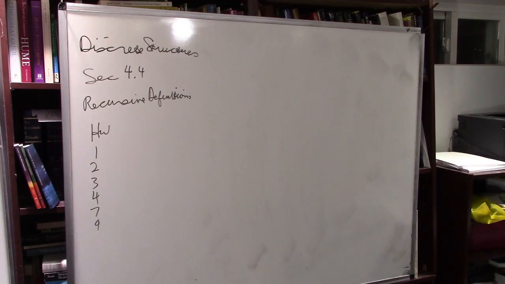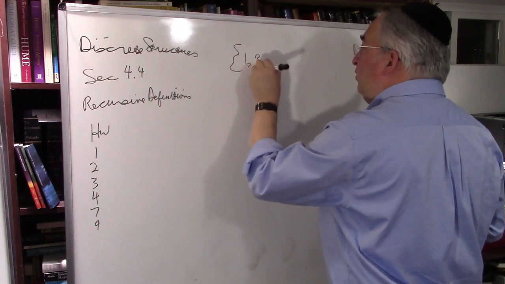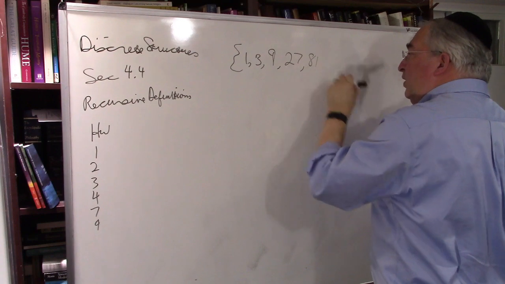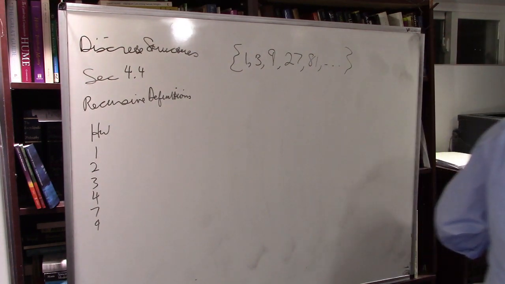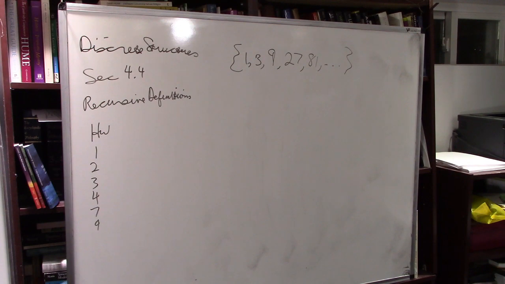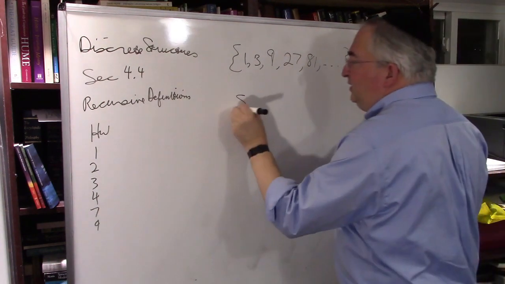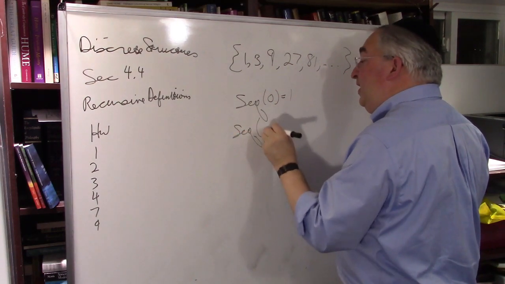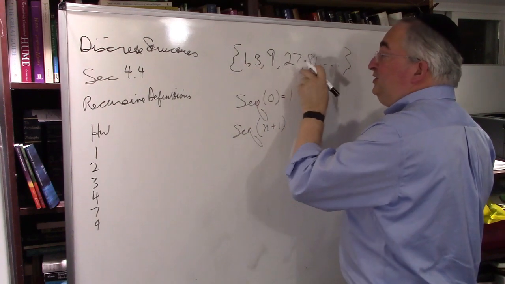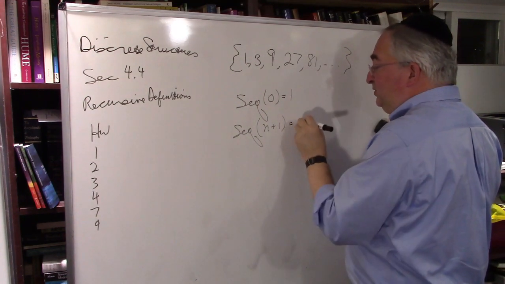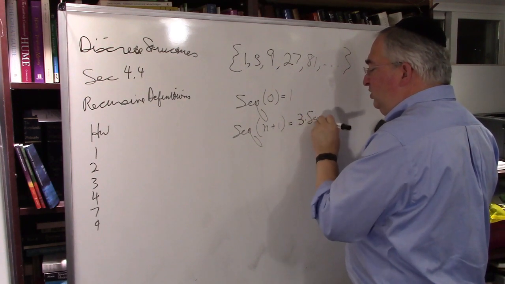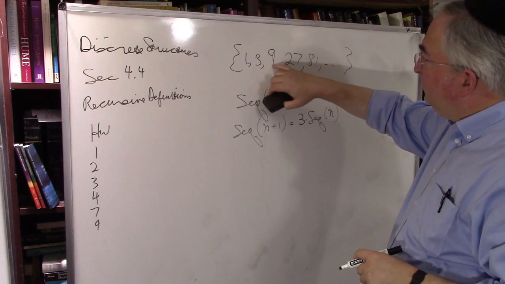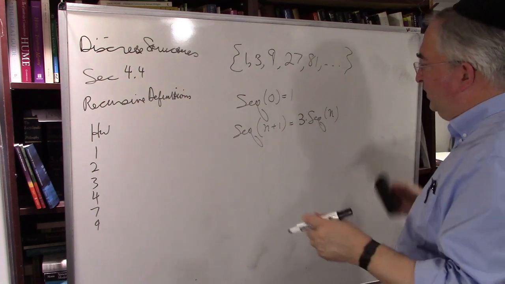Okay. Consider the sequence 1, 3, 9, 27, 81, dot, dot, dot. Okay? Give a formula for the nth term. SEQ of 0 is equal to 1, SEQ of n plus 1 is just each one multiplied by 3, so this becomes 3 times SEQ of n. 1 times 3 is 3, times 3 is 9, times 3 is 27, times 3 is 81. So that takes care of that.